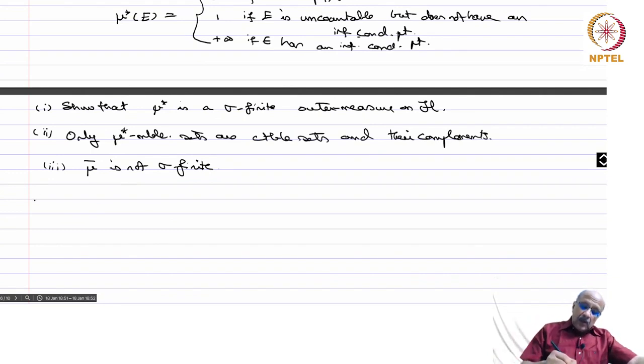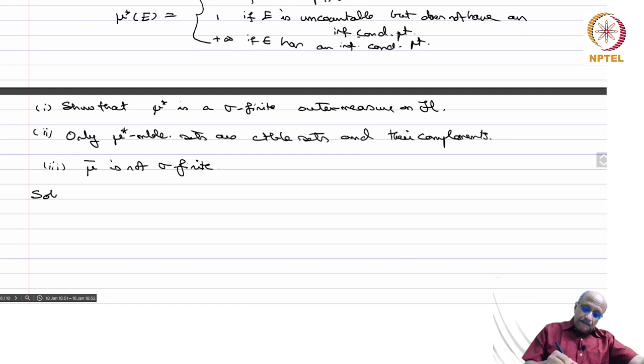This is in contrast to what we did earlier. We started with a ring which is sigma finite and went through the Caratheodory construction, so that if the ring were sigma finite, everything is sigma finite. Here we directly have an outer measure on the sigma ring, and even if it is sigma finite, it doesn't mean that mu bar will be sigma finite.